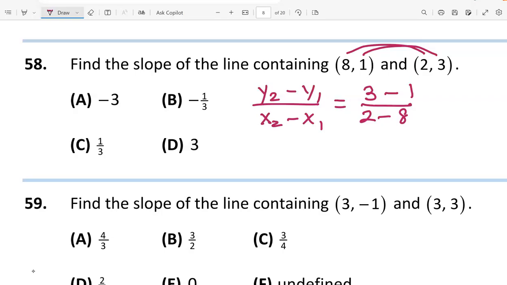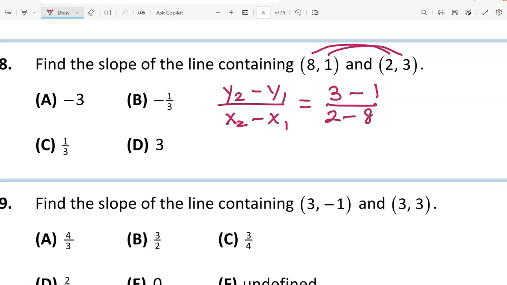Remember to do it in the same order. 2 and 3 were in the second point, so I use them first in each of the subtractions. We can do it in the other order, but we just need to be consistent. 3 minus 1 is 2. 2 minus 8 is negative 6. And so that gives us a slope of negative 1/3.